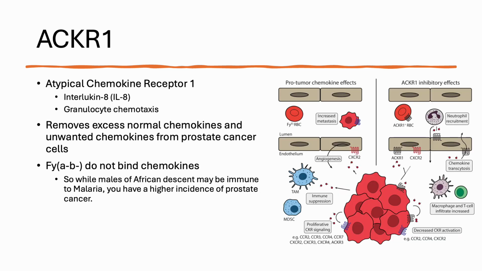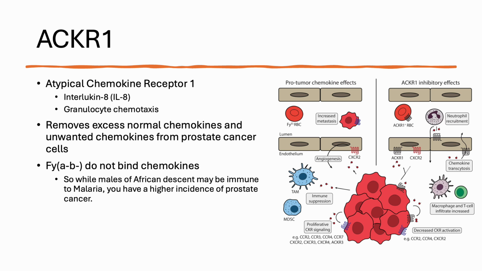So ACKR1, we talked about this earlier, but it's also known as the atypical chemokine receptor 1. It's the gene that encodes the Duffy antigen receptor. You might see it referred to by its older name, DARC, which stands for the Duffy antigen receptor for chemokines. The primary role for this is chemokine regulation. It binds and removes excess inflammatory chemokines like interleukin 8. This helps to maintain immune homeostasis.